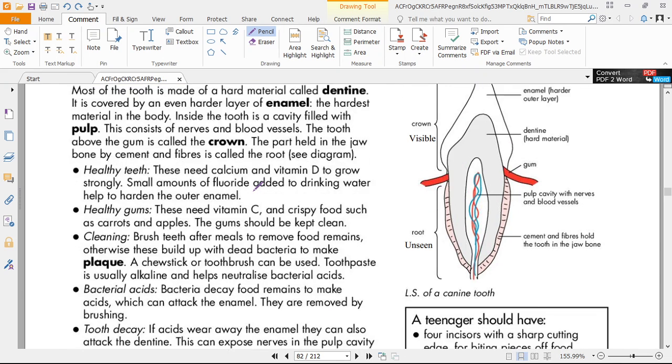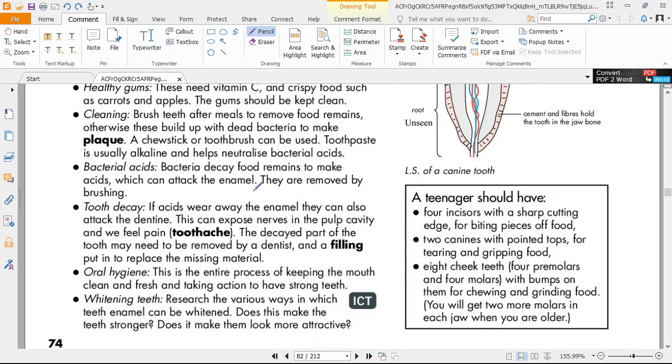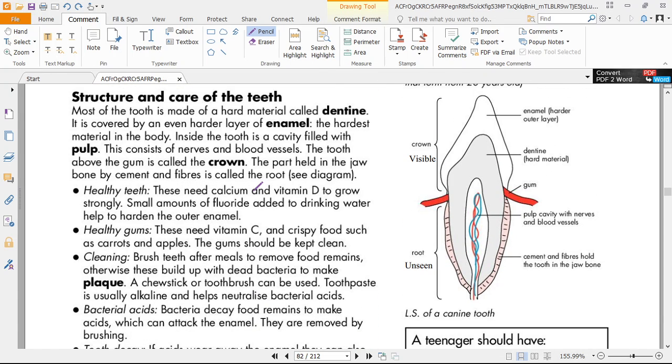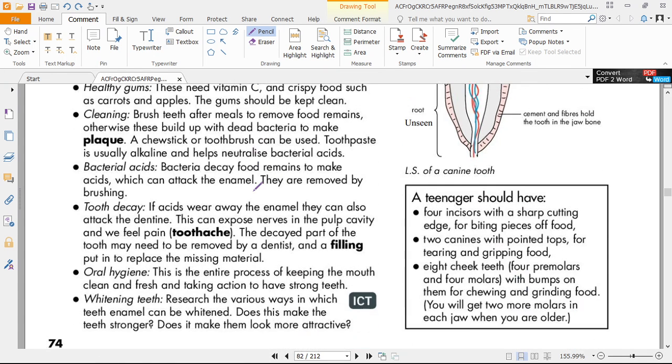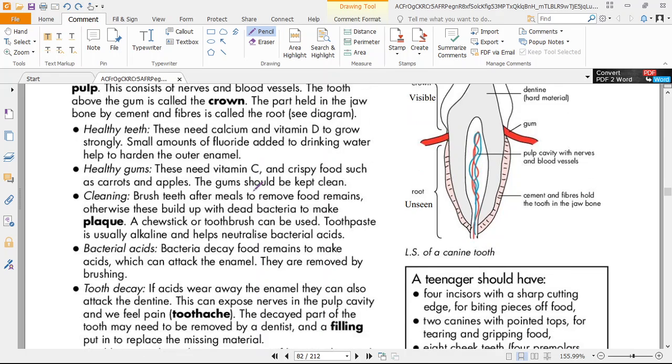All right, now we can go ahead and take a read of this section here. We'll talk about the highlighting structure and care of the teeth. Take your time to go through this over the weekend. We have a long weekend, right? So we can go through the structure and care of the teeth.